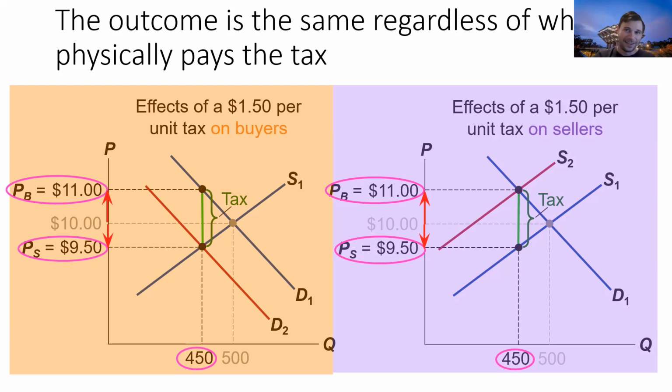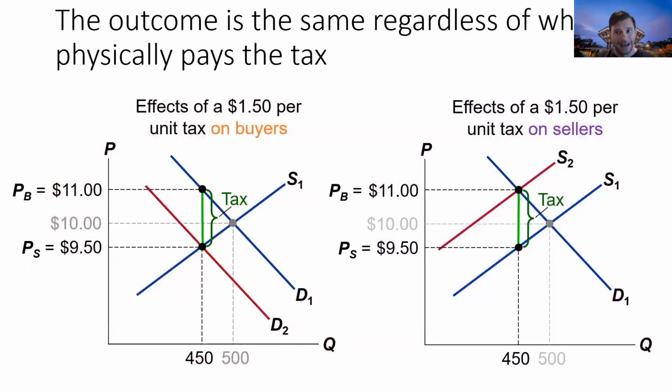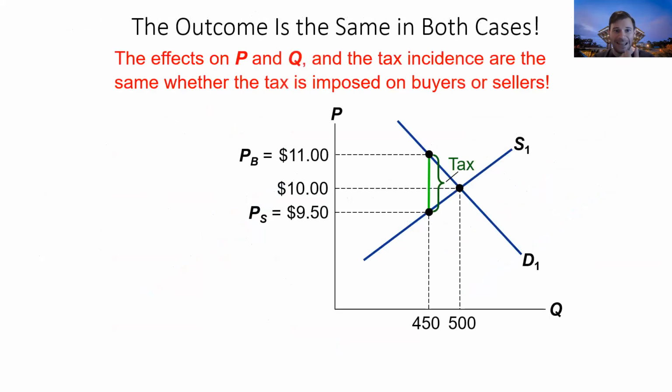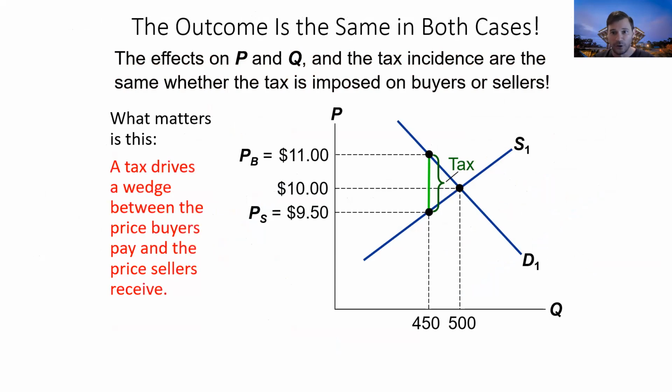Now, if you're wondering, hey, do we even need to worry about the curves shifting? I'm going to suggest the answer to that question is no. It doesn't matter who we taxed. All that actually matters here is the following. The tax drives a wedge in between those prices, right? The tax is driving the price the buyers pay above the price the sellers receive. The bigger the tax is, the farther that green distance is.